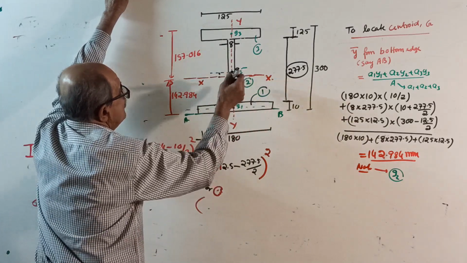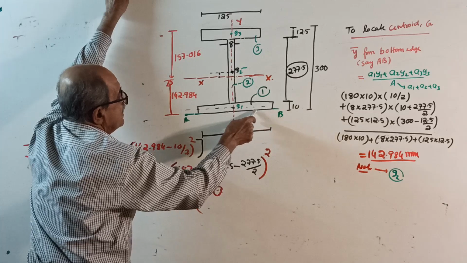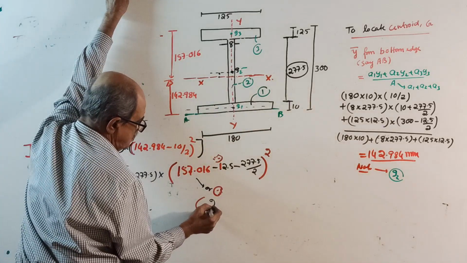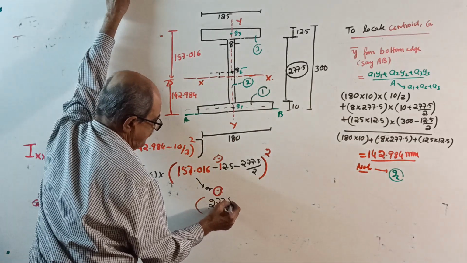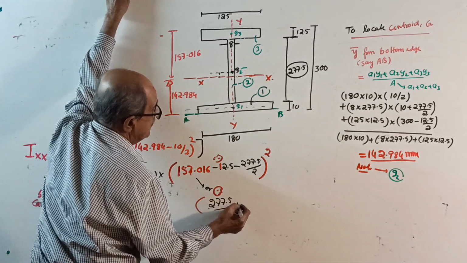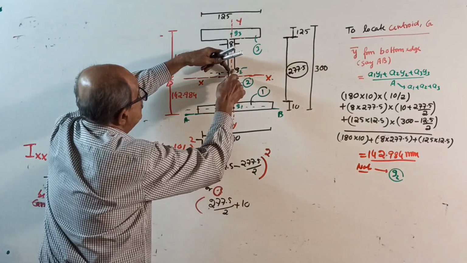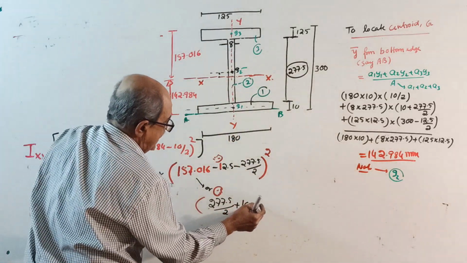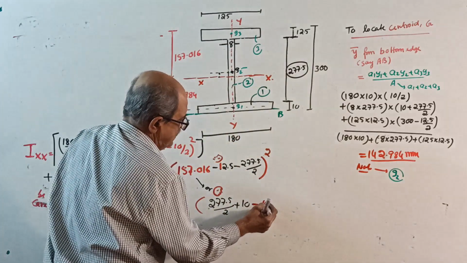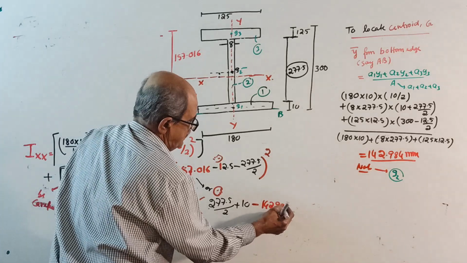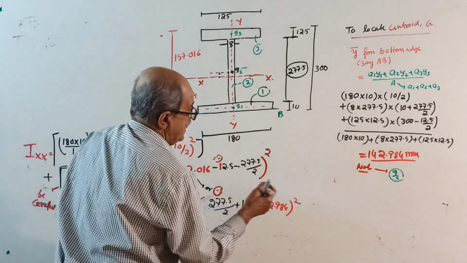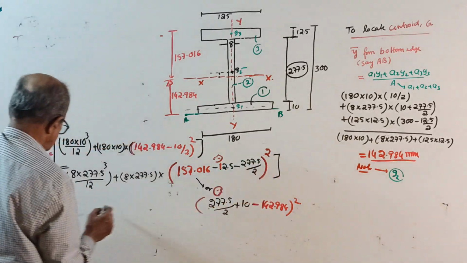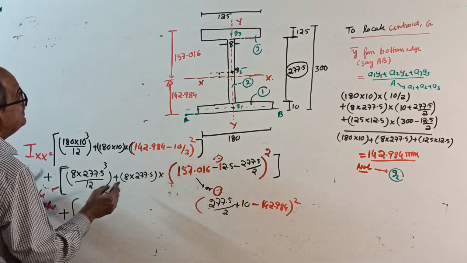Lower side: G2 is here. From G2, first come here, 277.5 by 2, 277.5 by 2 plus 10. From G2, come to the extreme end here. From this distance, subtract 142.984. That distance to be squared. Okay. Now, next, close the bracket. Last one, plus.